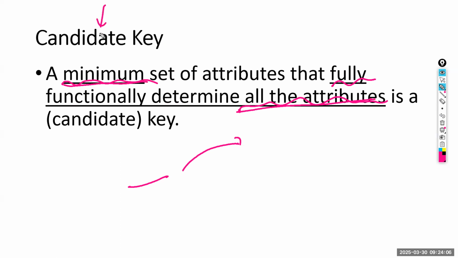So then out of those candidate keys, you can pick your primary key. Picking primary keys is based on your other expectations and so on. Okay.